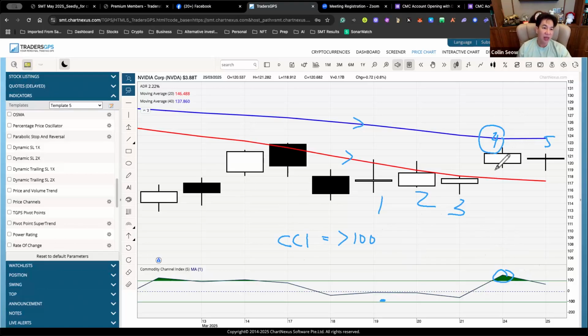So, question: does it matter whether the setup day is a white or black candle? It doesn't matter. It does not matter whether the candle is white or black.